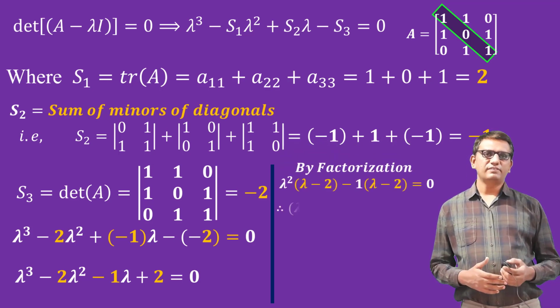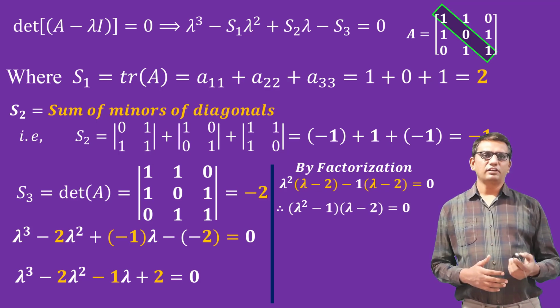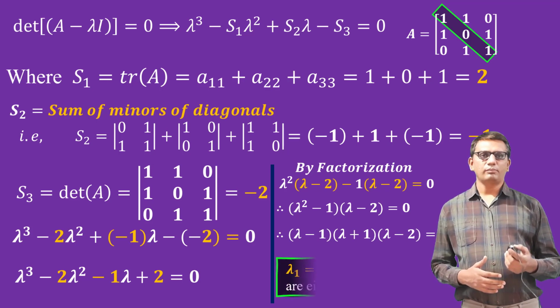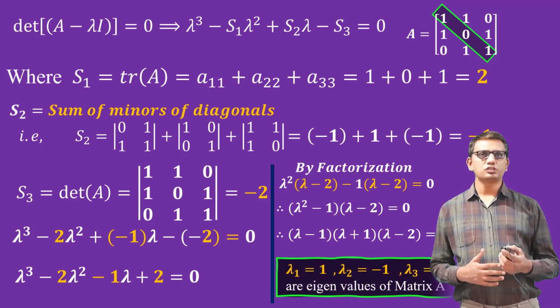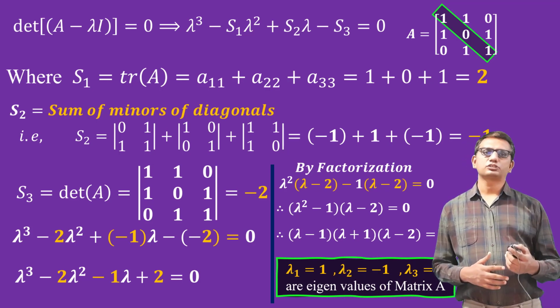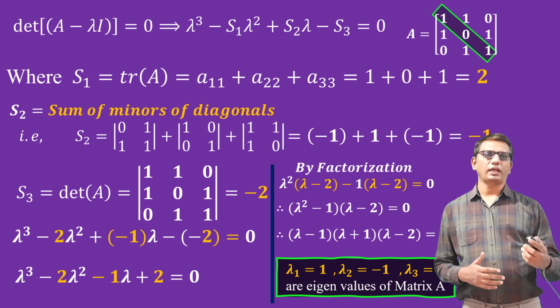Now we can easily factorize this characteristic equation, and we get the factors as below: lambda squared minus 1 times lambda minus 2 equal to 0. So we have lambda minus 1, lambda plus 1 and lambda minus 2 equal to 0. So our eigenvalues are 1, minus 1 and 2.